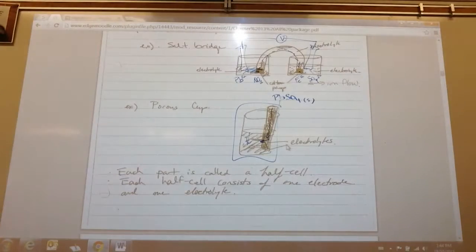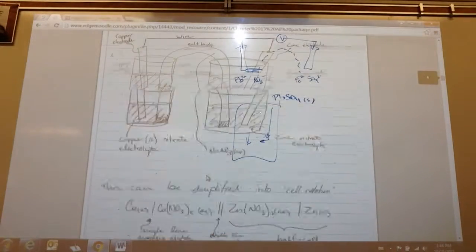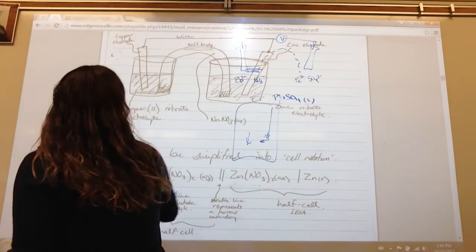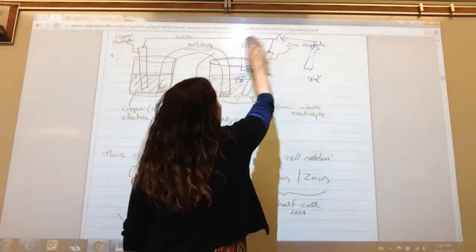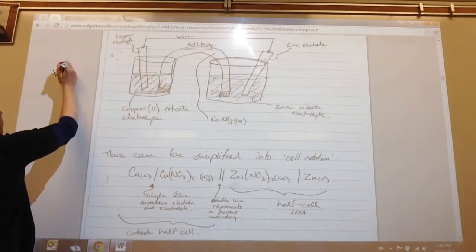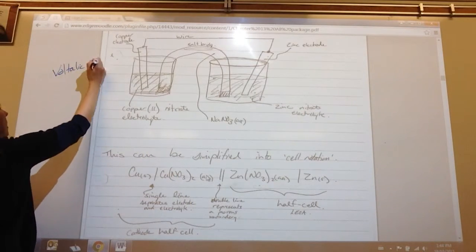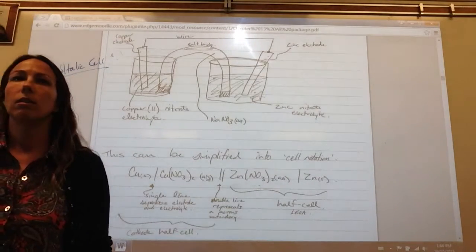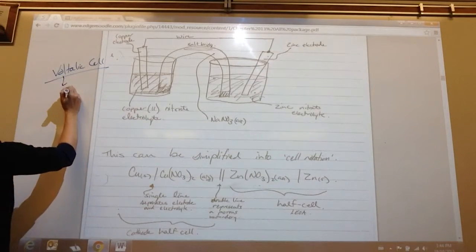So today we're going to look at some more half cells. I've got a copper zinc voltaic cell here. Just a reminder, what did voltaic cell mean? Right, it's a battery. What else?